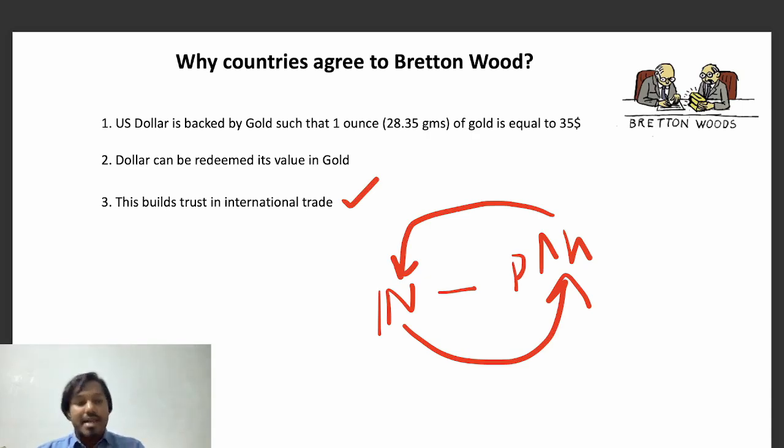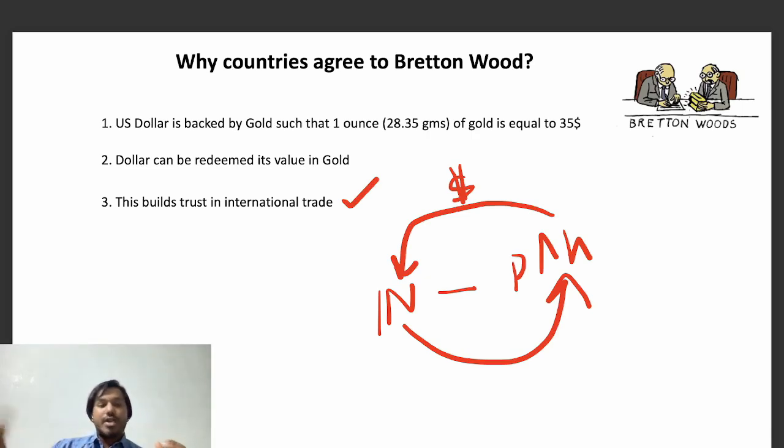So what happens is, imagine Pakistan pays India in dollars. So I'm talking about dollars. Back then in 1973, if Pakistan is paying India in dollars, India will be like, okay, if they're paying me in dollars, I can exchange my dollars for gold with America. So that's the reason it builds trust in international trade.